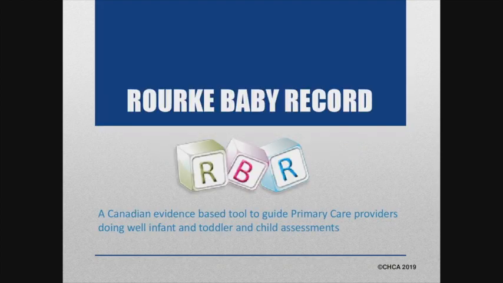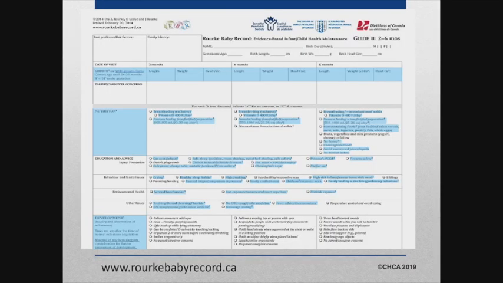The Rourke baby record is typically used, and you're probably very familiar with this. This is an evidence-based tool to guide primary care providers in completing well infant and toddler as well as well child assessments. There's a great website, www.rourkebabyrecord.ca, otherwise known as RBR. This website has a lovely interactive site, which you can see a screenshot here, where there's blue sections where you can highlight over for further information.